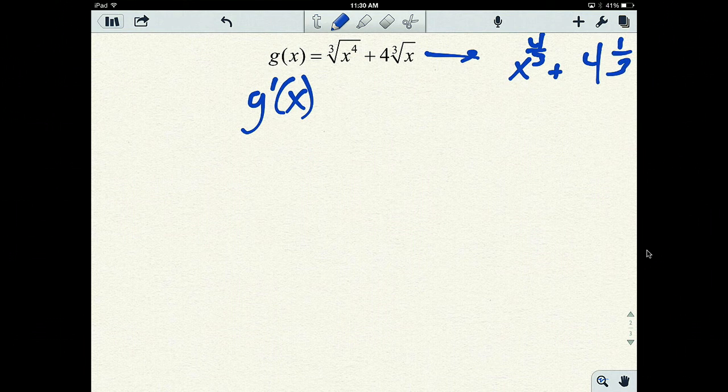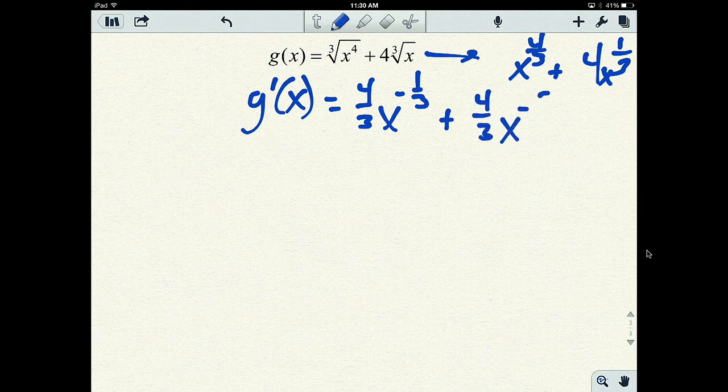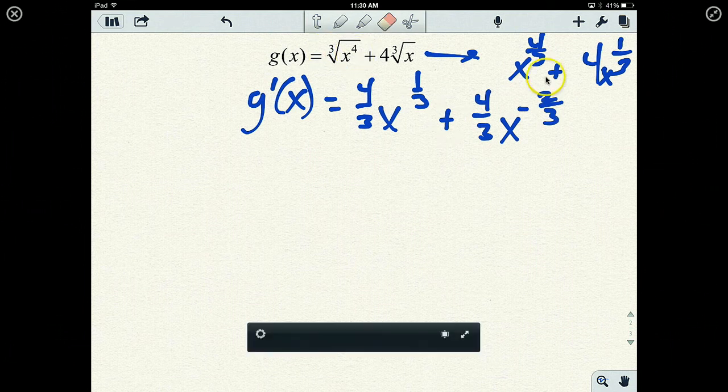Okay. So if I want to take the derivative of the first one, it will be 4/3 x to the negative 1/3, plus... oh, sorry. Let's do it again. This whole function means the exact same thing as x to the 4/3 plus 4x to the 1/3. Now when I take the derivative, it's going to be 4/3 x to the 1/3, doing the power rule, plus 4 times 1/3, x to the negative 2/3.